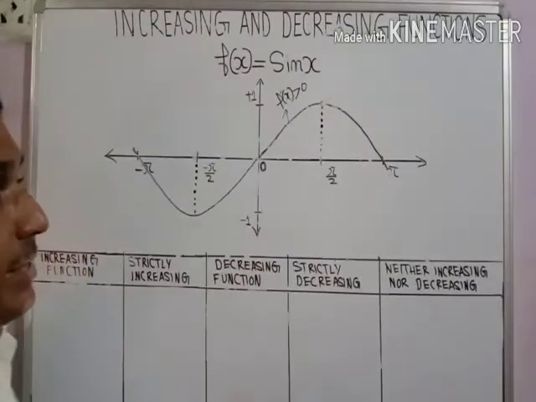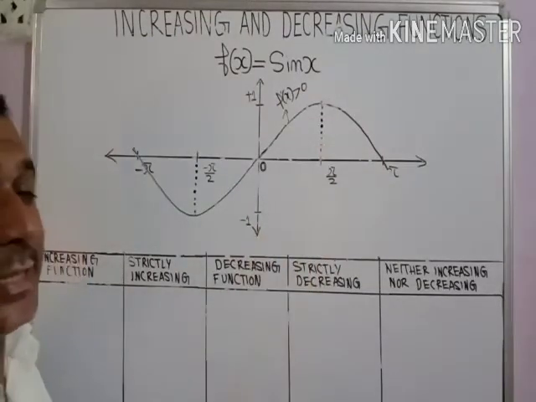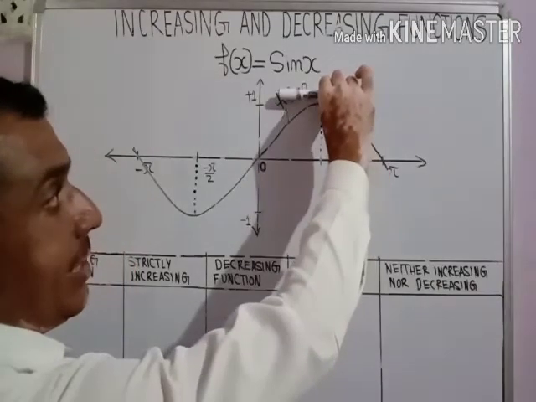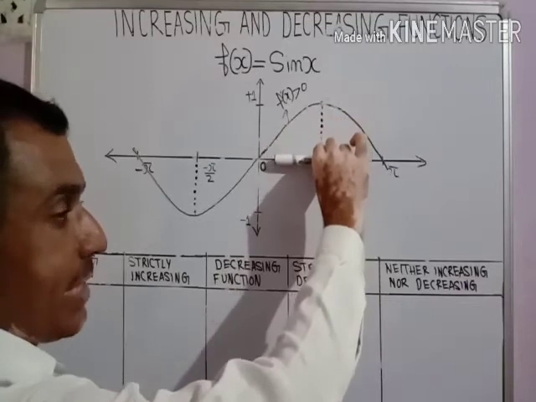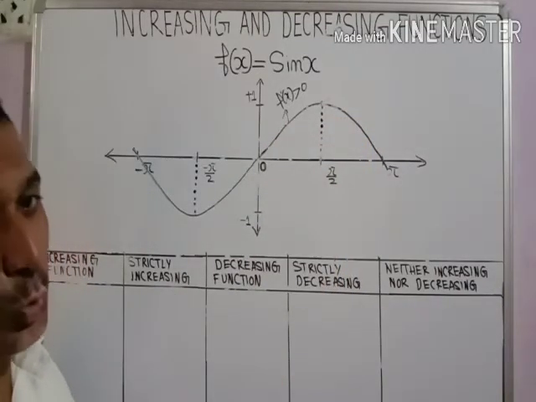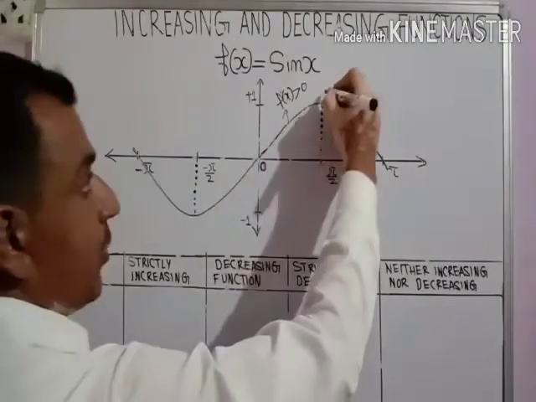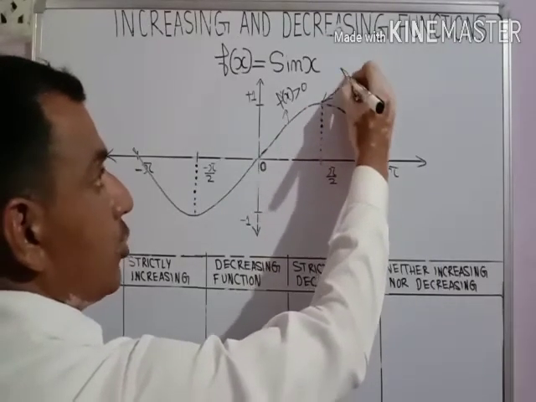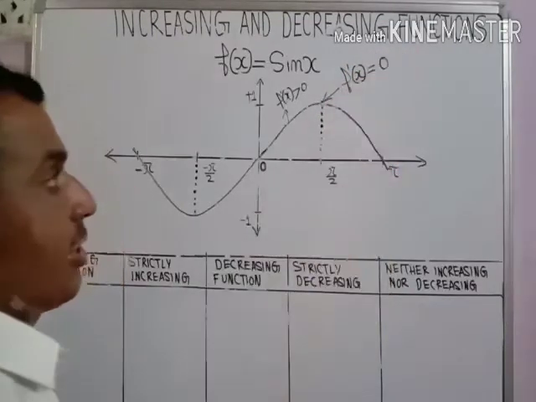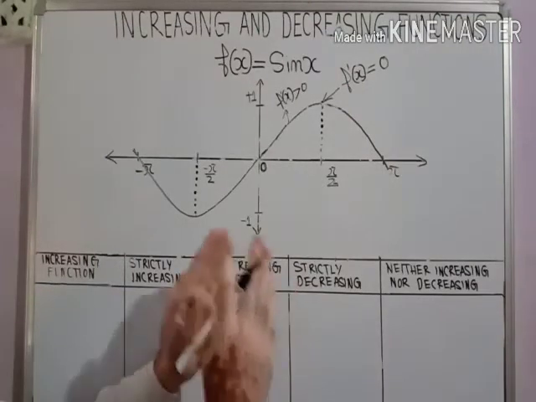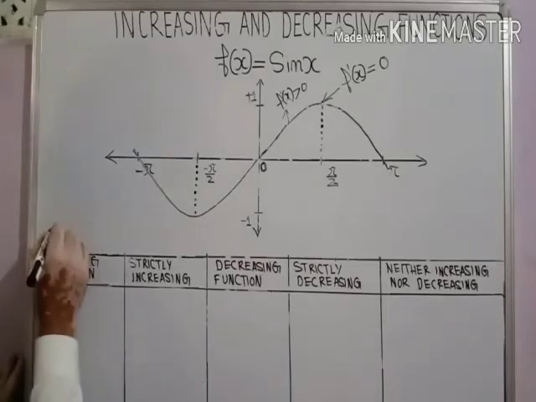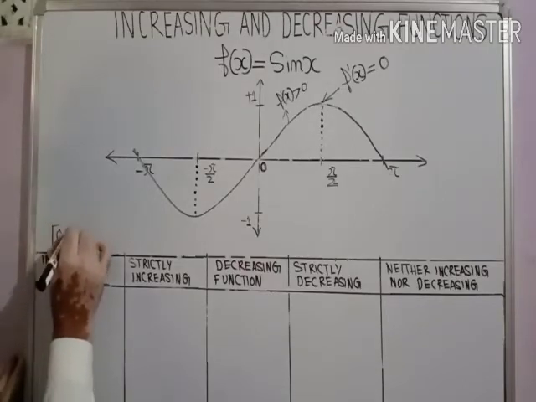If you say, sir, at pi by 2 the slope of the tangent is not positive, you are right. Because if we draw a tangent at pi by 2, it is parallel to the x-axis. And we know that for any line parallel to the x-axis, the slope is always 0. So at pi by 2, the slope of the tangent, which is known as f'(x), equals 0. So this function is increasing in the interval 0 to pi by 2.